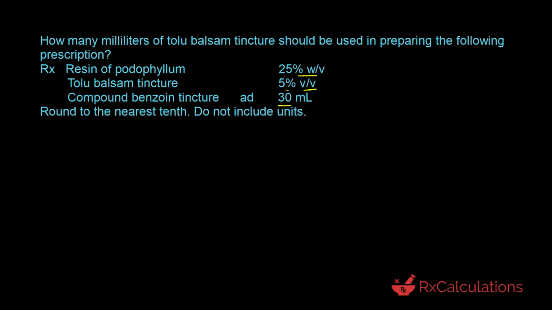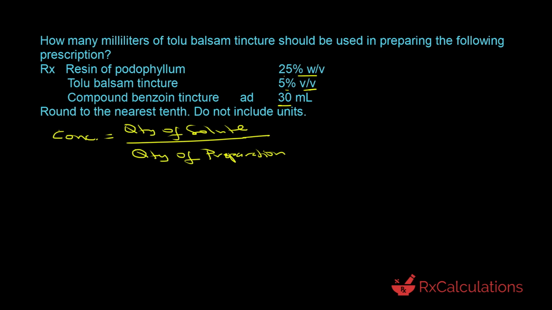We're going to start off once again with the equation concentration equals the quantity of solute over the quantity of preparation. So now on the left hand side, we have concentration. Now this concentration is actually referring to the 5% volume by volume. So now that would imply that you have 5 milliliters out of 100 milliliters. So 5 milliliters of tolu balsam in every 100 milliliters of the tincture.